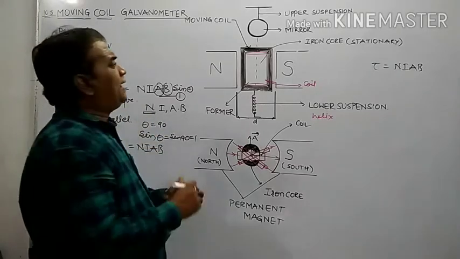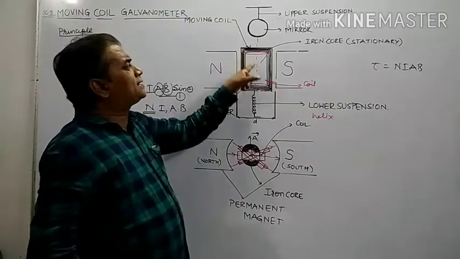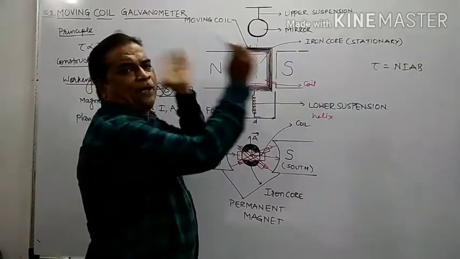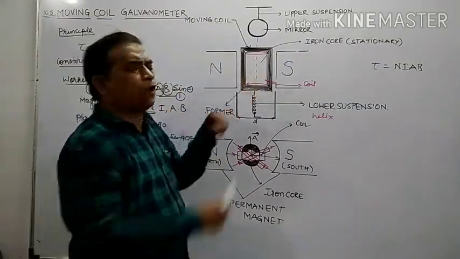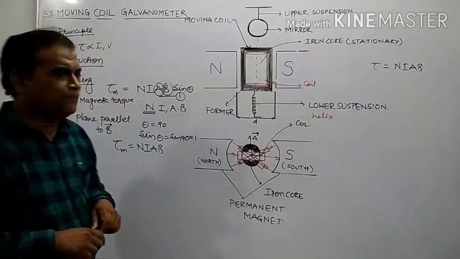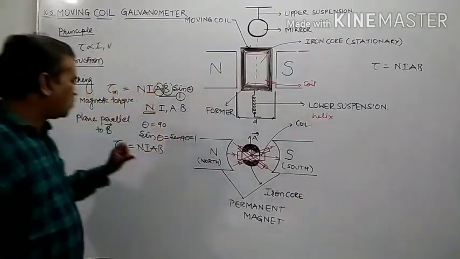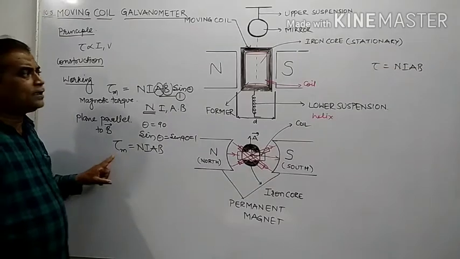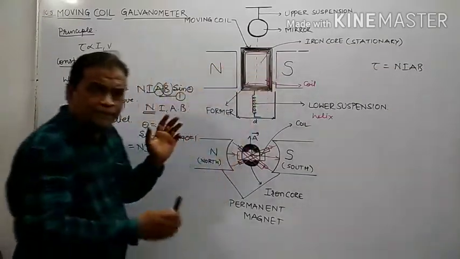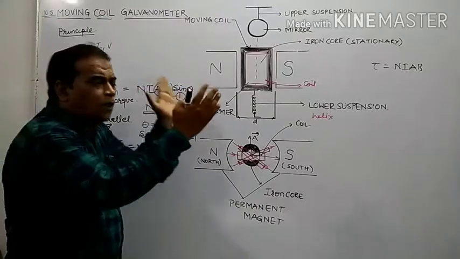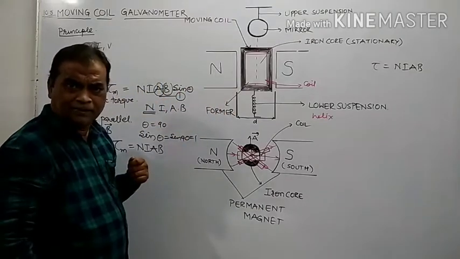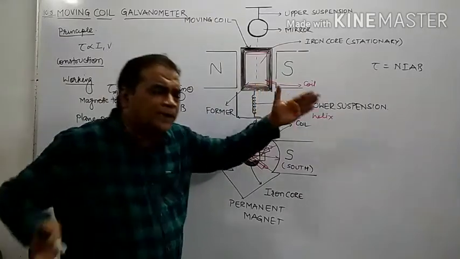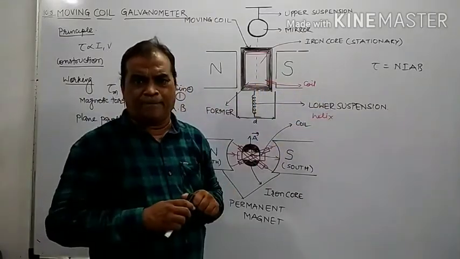Now, as I had mentioned, the coil is either suspended with the help of a suspension fiber, or it is pivoted with the help of a spring. Suppose the coil is pivoted with the help of a spring. Now when the coil is rotated due to this magnetic torque, what happens to these springs? Either they will be compressed, or they will be expanded. In both cases, it is the tendency of a spring to return back to its original shape.